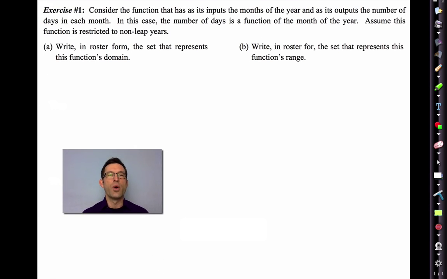All right, exercise 1. Consider the function that has inputs the months of the year, January, February, March, etc. And its outputs are the number of days in each month. In this case, the number of days is a function of the month of the year. In other words, if you say March, I'm going to tell you 31. If March is the input, 31 is the output.